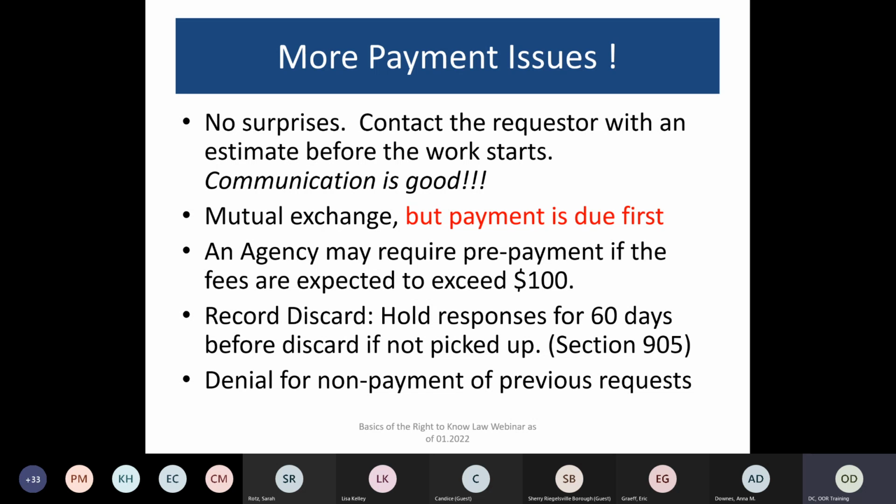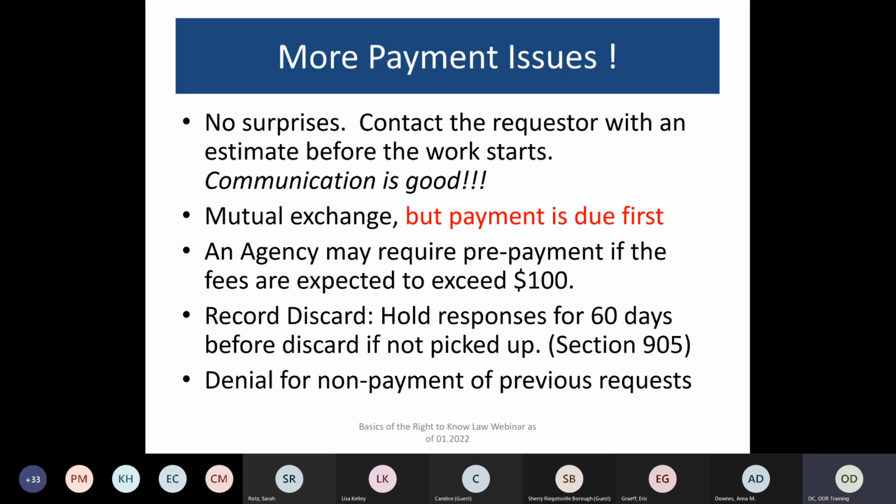This way, the agency's not on the hook for a really big expense that the person might balk at, because you've got their security deposit for the amount in excess of $100. Then you've got another situation called record discard, and this is outlined in Section 905.